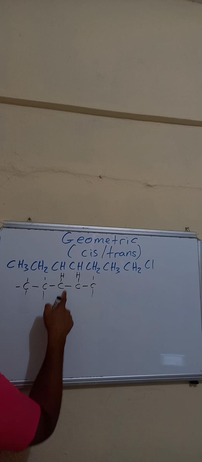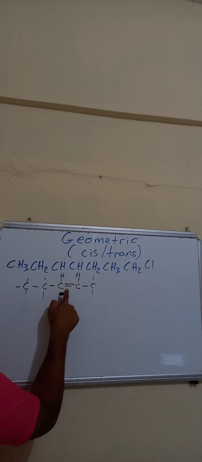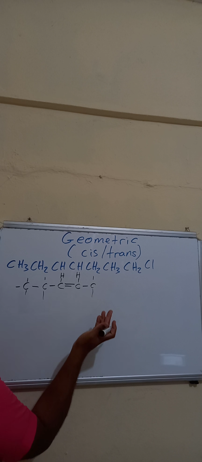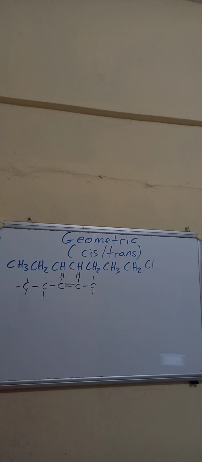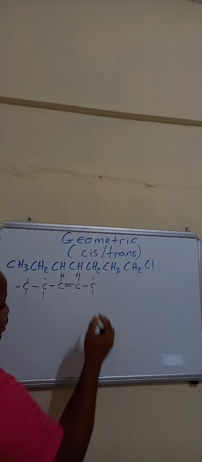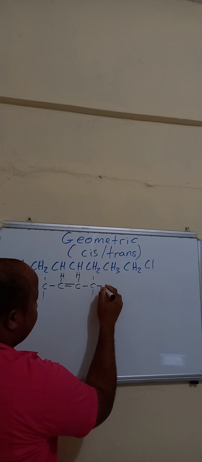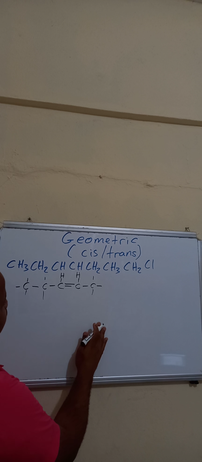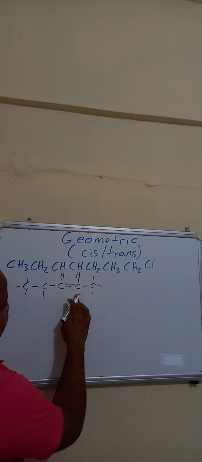CH2, that means right here we have a double bond. So we know it's an alkene. So that's the first thing you must look for, if it's an alkene. Because we know if it's not an alkene, then geometric isomerism is out. It cannot be a geometric isomer if it's not an alkene. CH3, CH2.